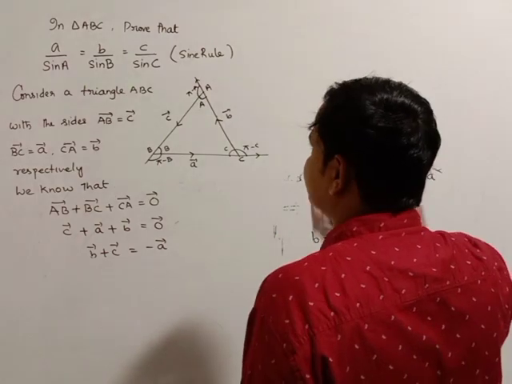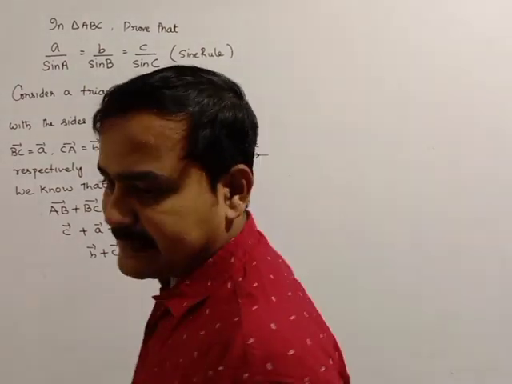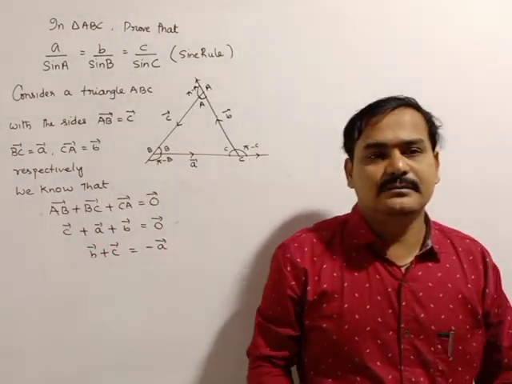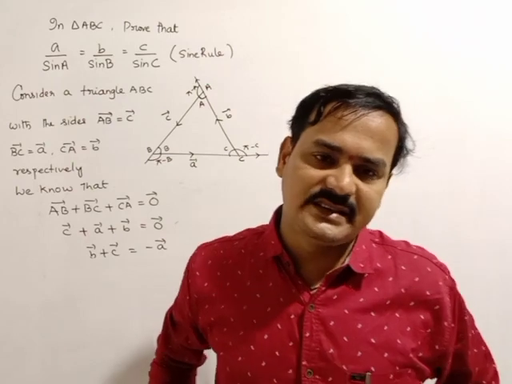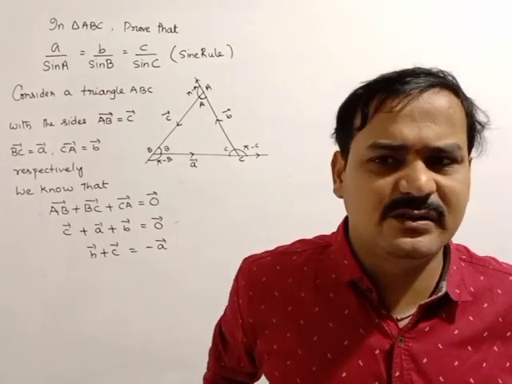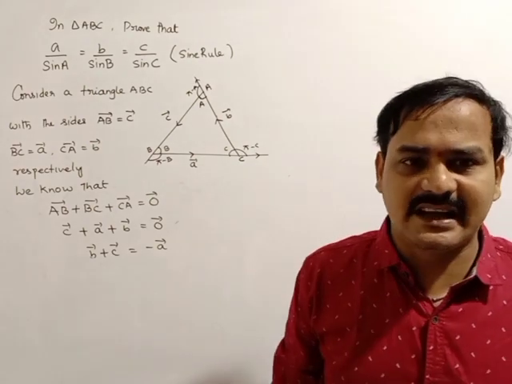Next, the third one is: prove that in triangle ABC, a by sin A is equal to b by sin B is equal to c by sin C. a by sin A is equal to b by sin B is equal to c by sin C. So this is called the sine rule.